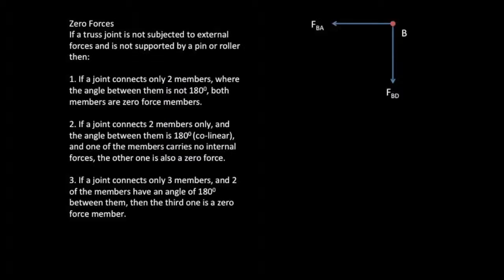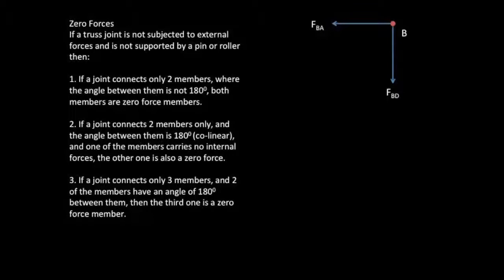Now you will notice that two of the internal forces, F sub BA and F sub BD, were equal to 0. They are zero force members, and if we knew the rules of zero force members, we would have been able to point these out from the beginning without writing any of the equations. Write these rules down on note cards and memorize them. It is important to note that these only apply to joints that are not subjected to external forces and are not supported by a pin or roller, i.e. in this problem, joints A, C, E, and F are ruled out.